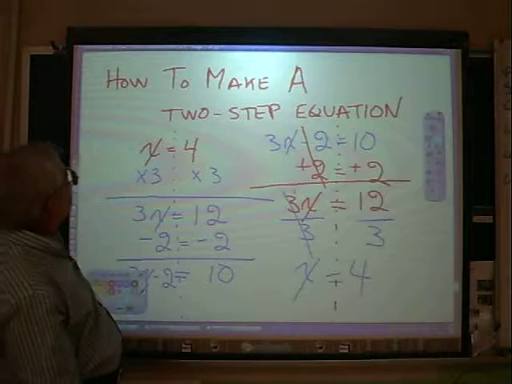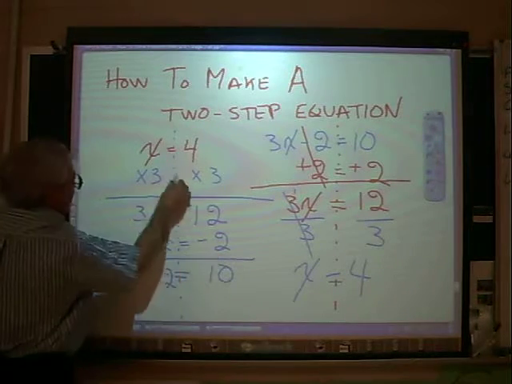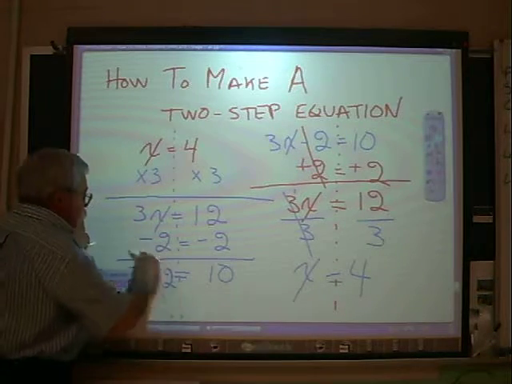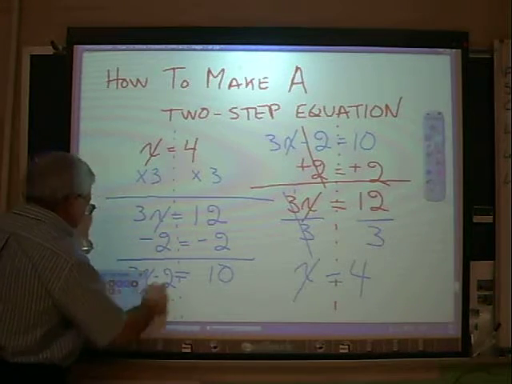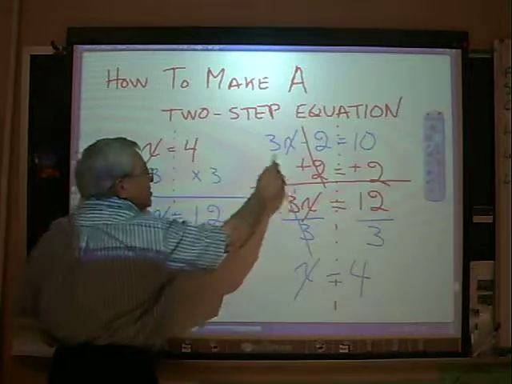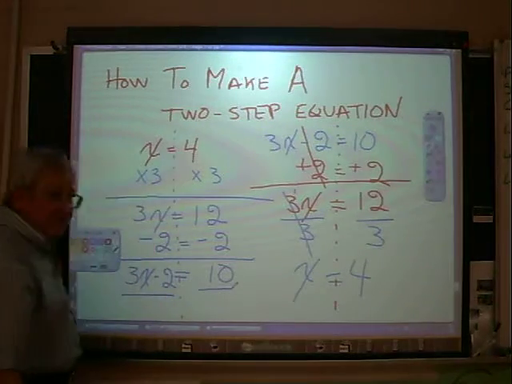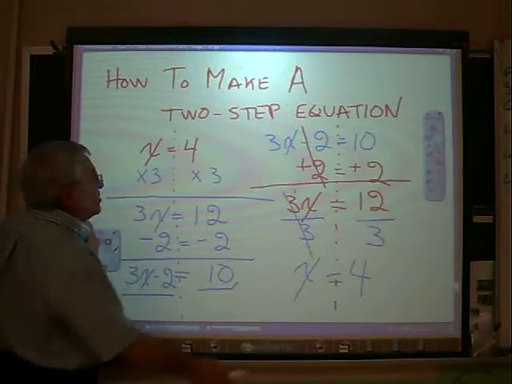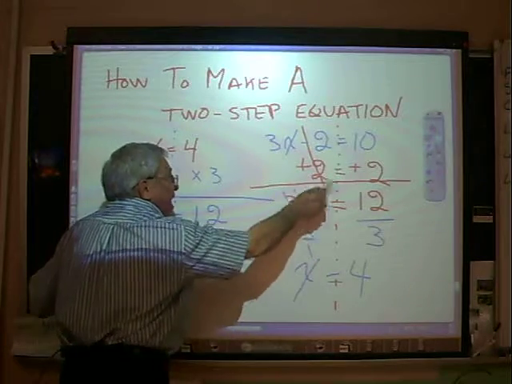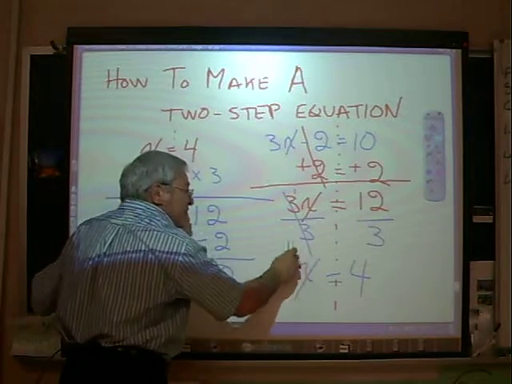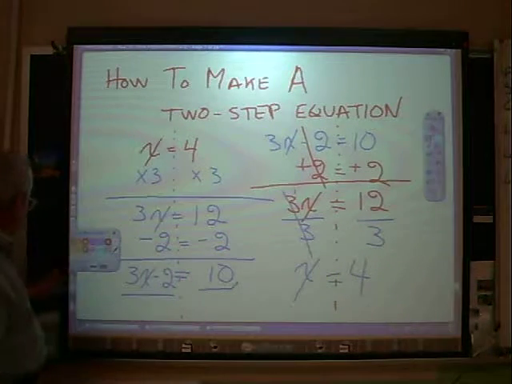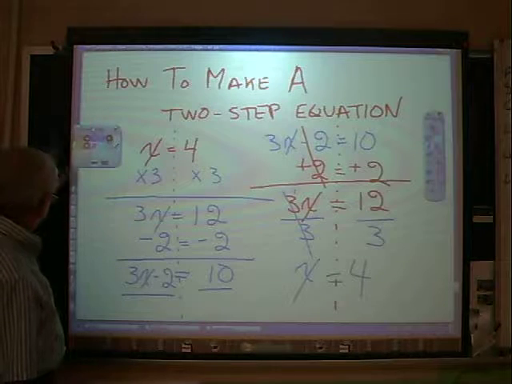Typical two-step: how to make a two-step equation. We just started with the answer, multiplied each side by something, subtracted something, and made a typical two-step equation here. 3x minus 2 equals 10. Then we solved it. We solved it by undoing what we did. The last thing we did was to subtract 2, so we get rid of it. We add 2. The next thing, we multiplied by 3, we get rid of it. Opposite operation, we divide by 3. Here's our answer, x is 4.